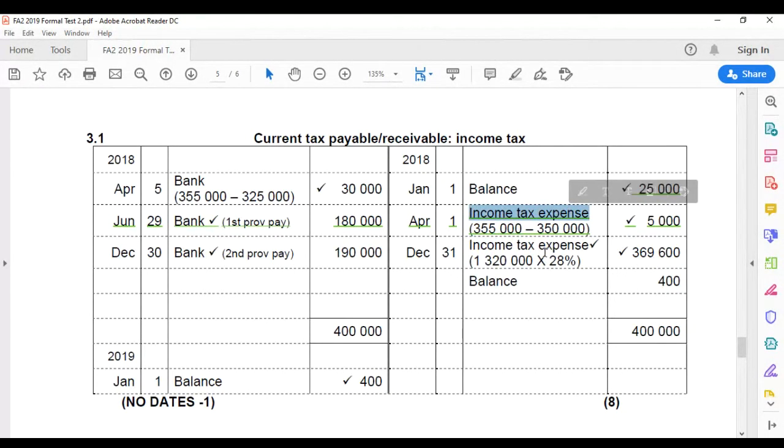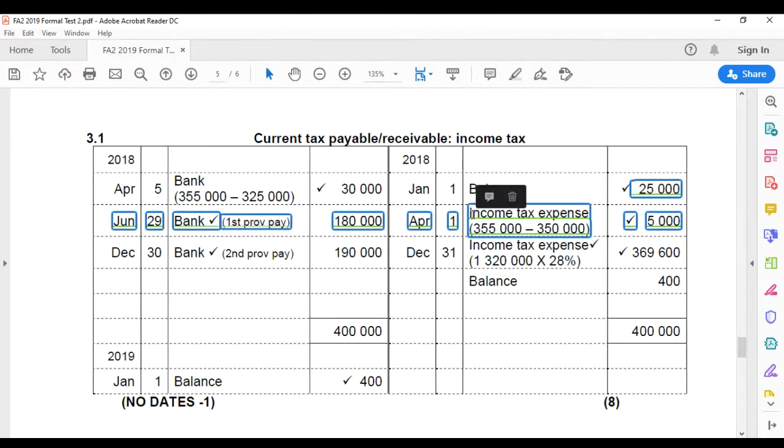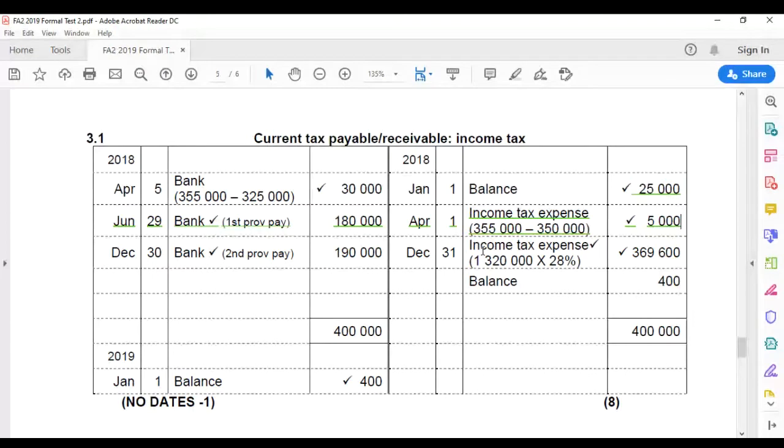It was the first time we debited with 5,000 rands. What did that represent? That expense represents the under provision for the previous year. Remember, that is where we corrected after we received the assessment, where we fixed our under provision from the previous year. That was on the 1st of April. There was the second time.